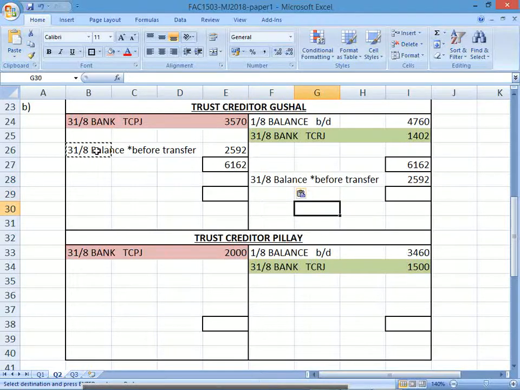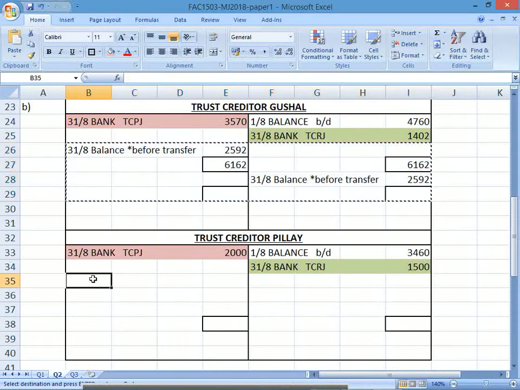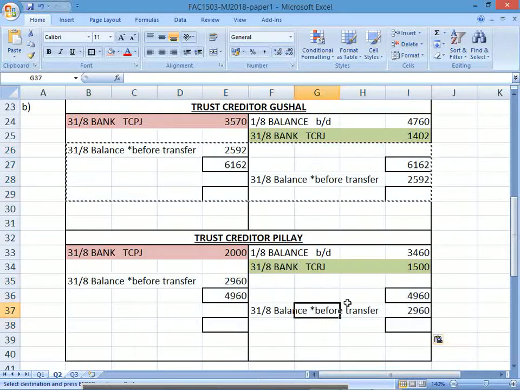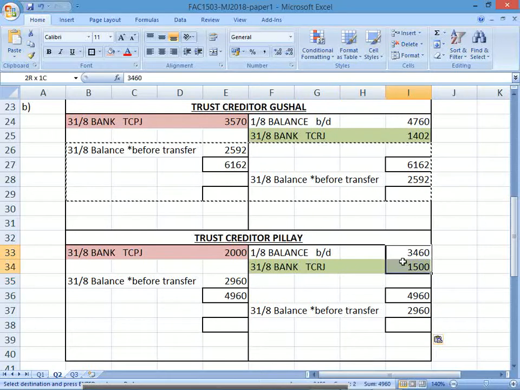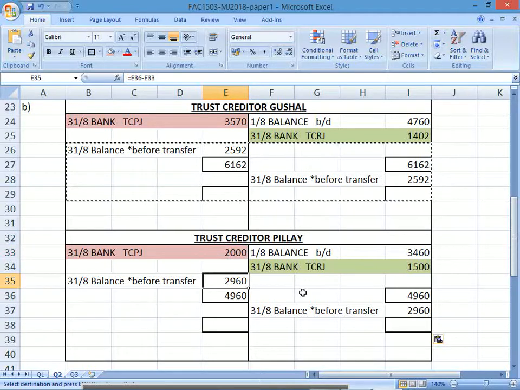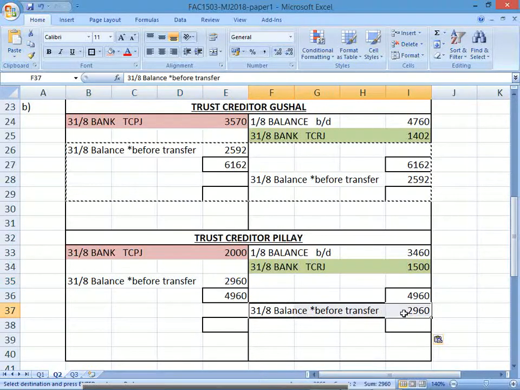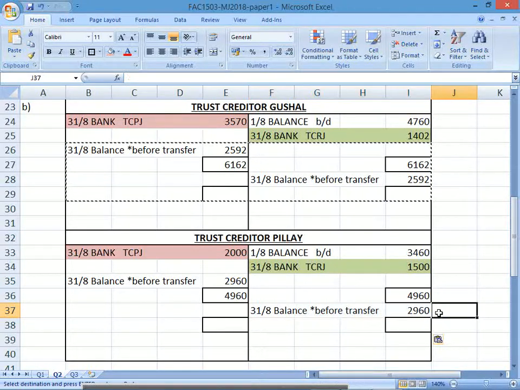Okay, then I do the same thing for this one. Okay, so if I add up those two amounts, I get 4960, that's right, 4960. Minus 2 gives you 2960, that's correct. Okay, so that's the balance before the transfer. Okay, so what does that mean?